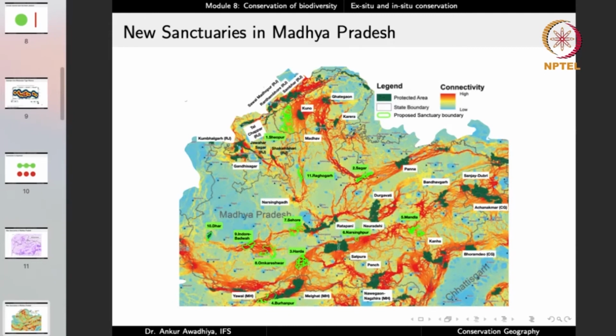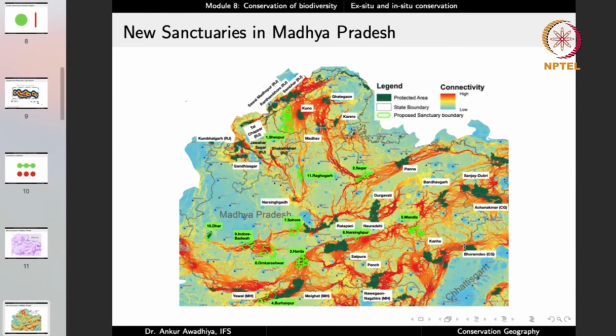So these dark colored areas are the ones where we already have the reserves. Now if we are trying to create new reserves, they should be in areas that are well connected, that should be having a substantial amount of biodiversity that can be protected, and that should be in areas that have a good amount of connectivity. That is, we know that animals are already moving from one place to another place.